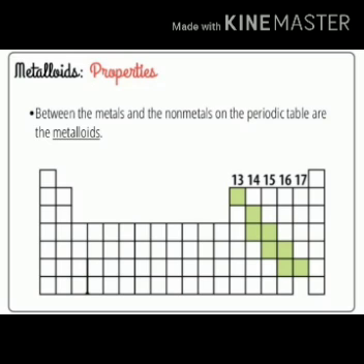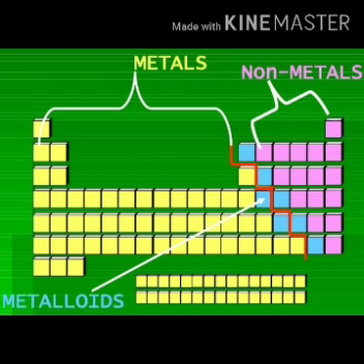Students, if you observe the periodic table, a zigzag line can be drawn in the P block of the periodic table. All the metals lie on the left side of the zigzag line, while all the non-metals lie on the right side of the zigzag line, and the metalloid elements lie along the border of the zigzag line.